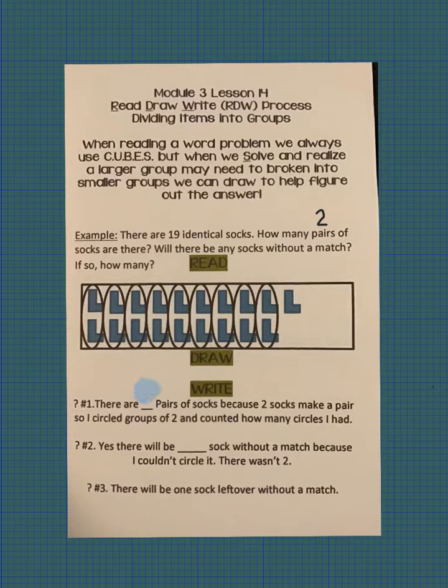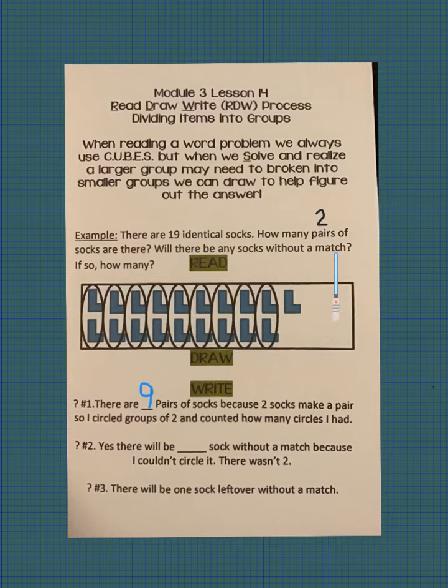So you're going to write in 9 pairs of socks because 2 socks make a pair. So I circled groups of 2 and counted how many circles I had, right? But then the second question, notice that each question mark, right? There's 3 question marks in my problem. So each question mark I have an answer for.